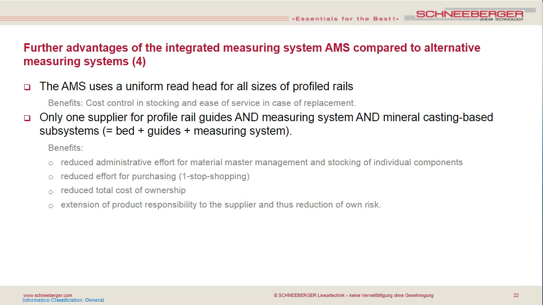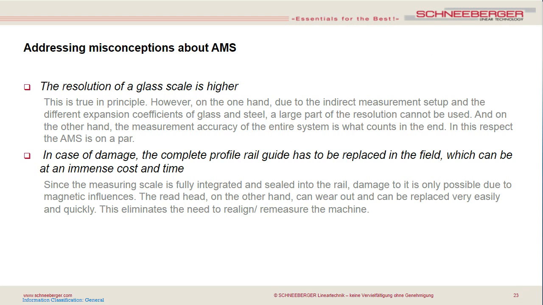Addressing misconceptions about AMS. The resolution of a glass scale is higher. This is true in principle. However, on the one hand, due to the indirect measurement setup and the different expansion coefficients of glass and steel, a large part of the resolution cannot be used. And on the other hand, the measurement accuracy of the entire system is what counts in the end. In this respect, the AMS is on a par.